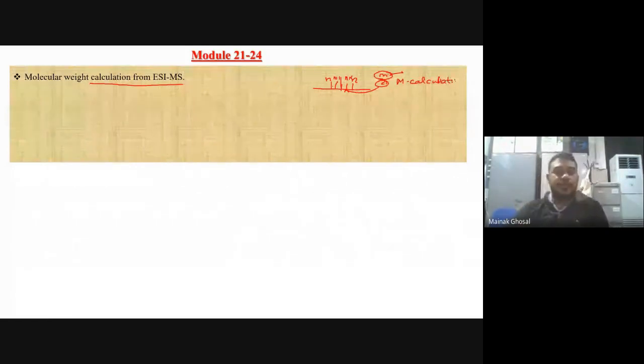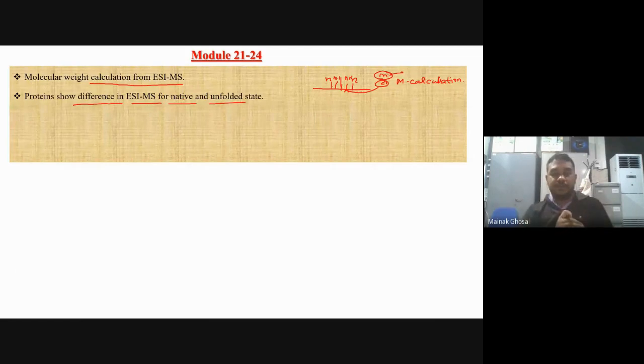Now, there are proteins that show a difference in the ESIMS for native and unfolded states. ESIMS actually deals with the charged state of the protein, and native state means the protein is already folded. So very few sites are available for the protein to take up a proton. But in the unfolded state, many sites are open for the proton to couple with the protein. Hence, in the native state you will see low m by z values, but in the unfolded state you will see large m by z values. From there, you can differentiate whether the protein is in a native state or an unfolded state.